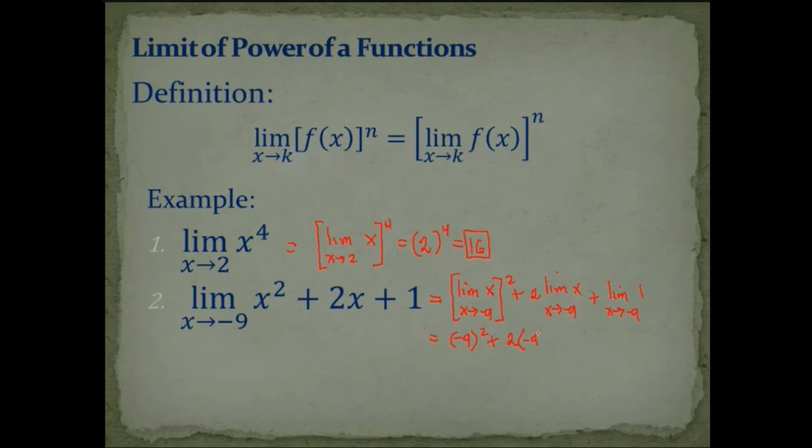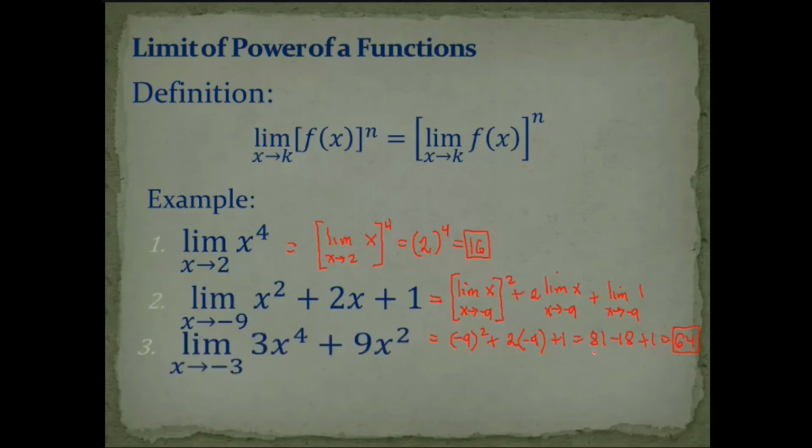So, multiply to negative 9. At ito, theorem number 1, that is 1. Then, simplify. Negative 9 squared is 81. Then 2 times negative 9 is negative 18. And then ito naman, copy 1. Okay, the correct answer is 64.